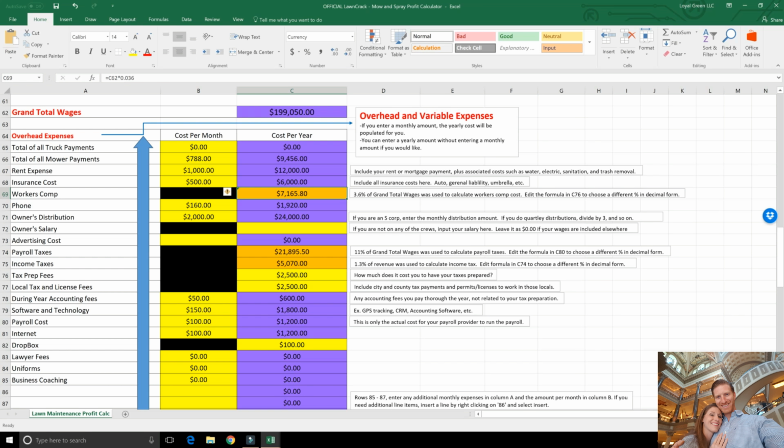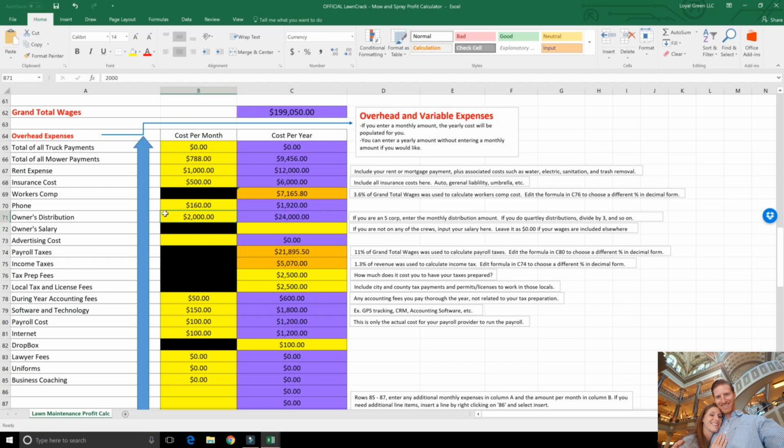I used 11% here, 1.3% here. If you want to change those, you just go in here and change it right there. This is where you change it. You know, if you know how to use an Excel sheet, that's all it is. Phone, I'm paying Sprint way too much. I got three phones, paying $19.20 a year.